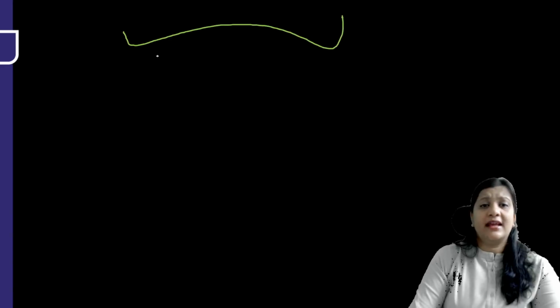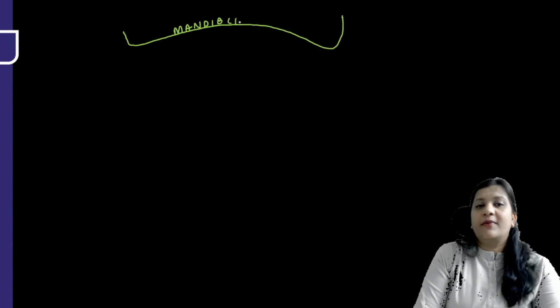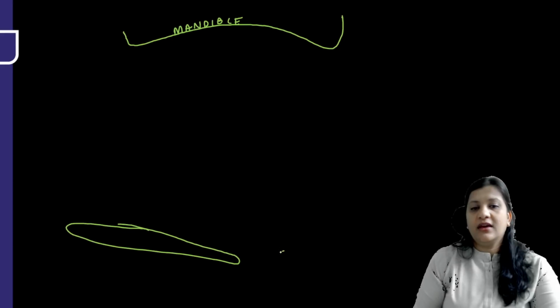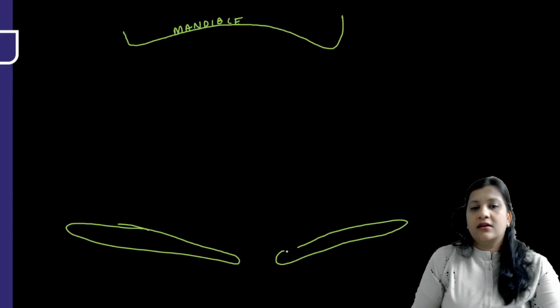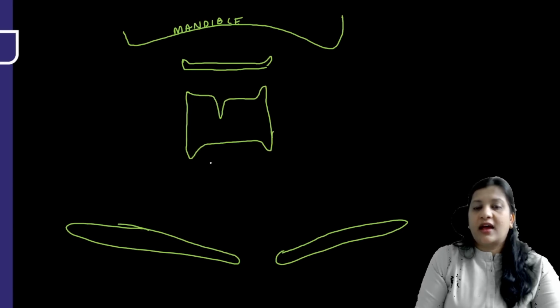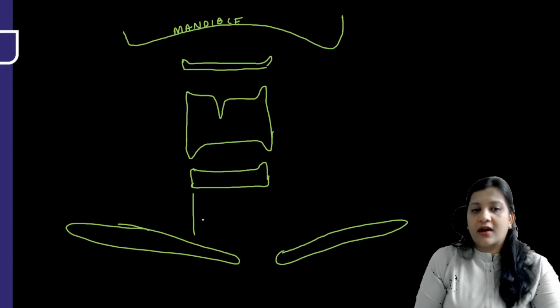Yes, so let us understand the nerve supply of the larynx. Let us take this as our mandible, and below that we have the clavicle. In the neck we have the hyoid bone which is present superiorly. Below that we have the thyroid cartilage. Below the thyroid cartilage we have the cricoid cartilage, and this cricoid cartilage continues as the trachea.